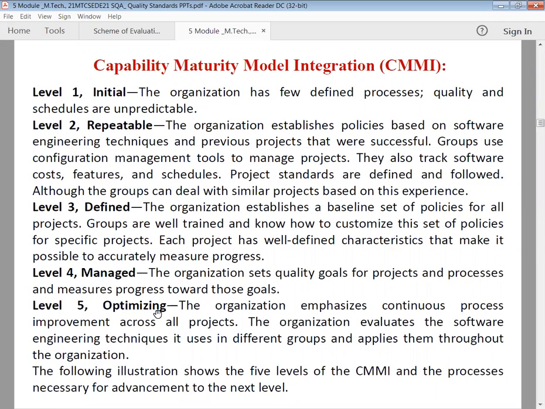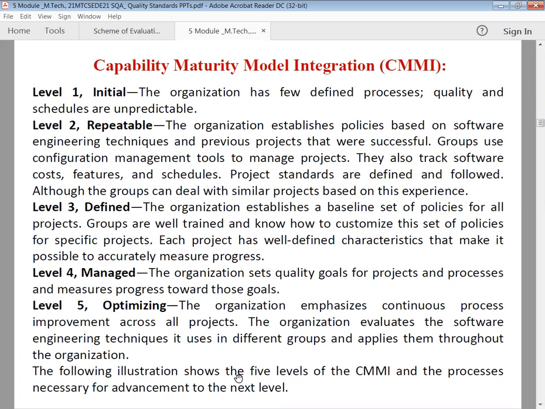And if you take level 5, optimizing, the organization emphasizes continuous process improvement. So they will focus on this: if this year you are getting a profit of say 1 crore, next year they may set the target to gain a profit of 1.5. Next year 2 crores. So like that, they want to see the progress, continuous improvement. The organization evaluates the software engineering techniques it uses in different groups and applies them throughout the organization. So we have to follow the software engineering techniques, tools and methods in each and every aspect of your software engineering project development.